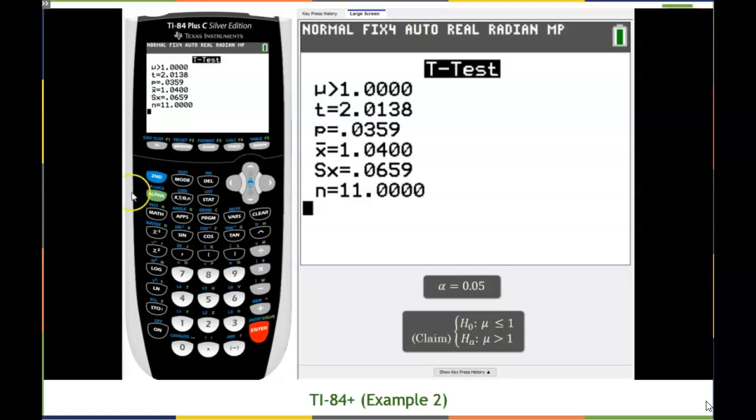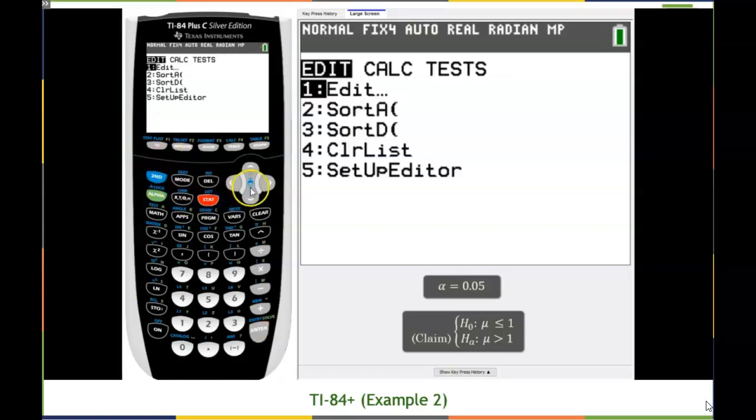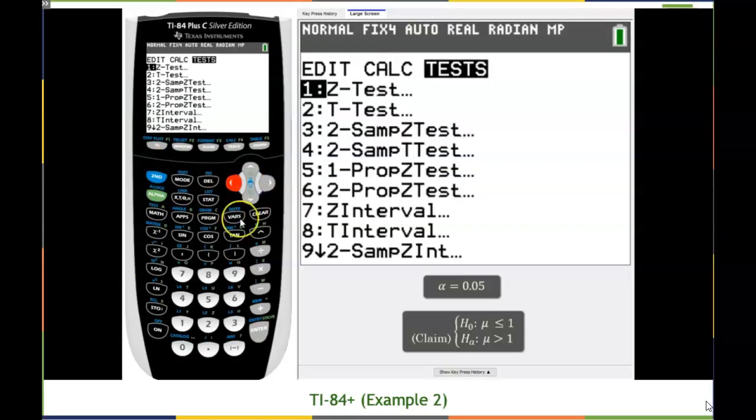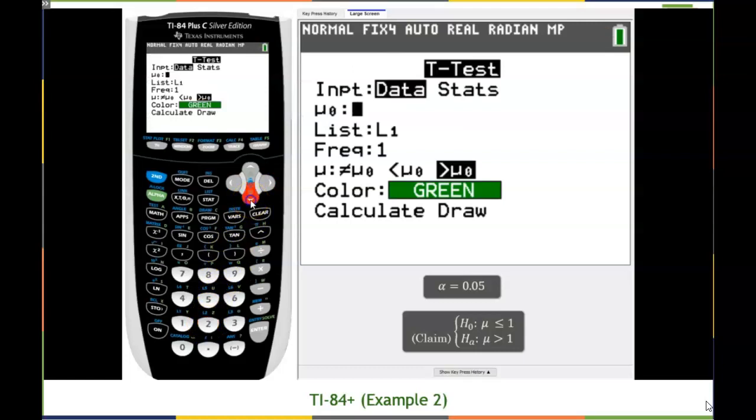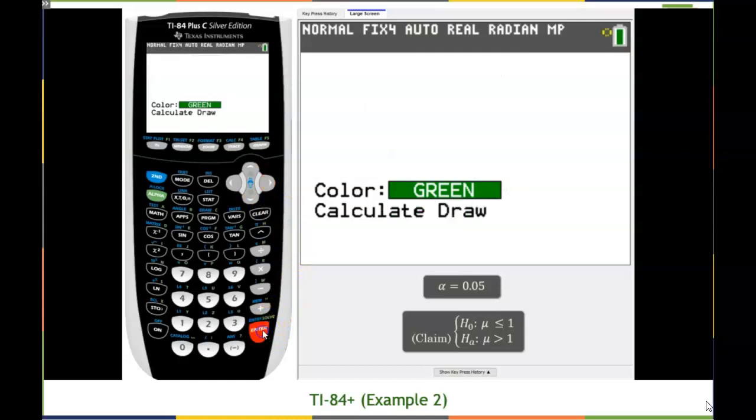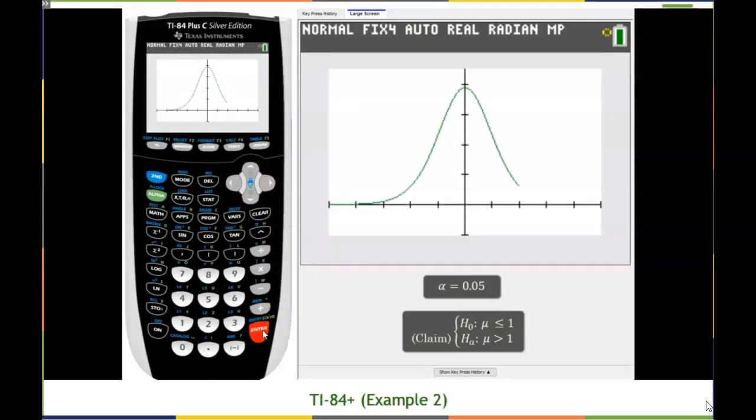Now, if you were curious, let's go back to stat and to the test, and let's go down to our t-test, and instead of calculate, everything else stays the same. I'm going to go ahead and draw this so you can see what it looks like. Okay, so there's our graph, and we are still given our t-value and we're given our p-value.